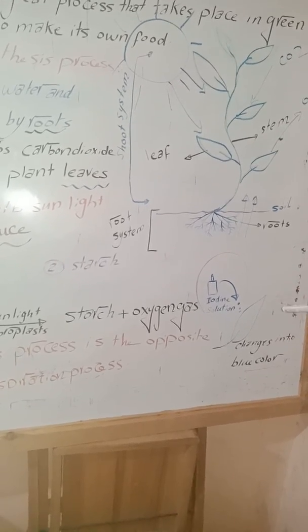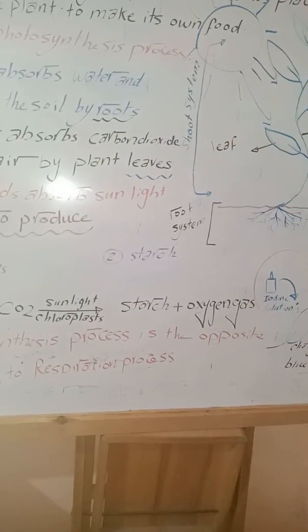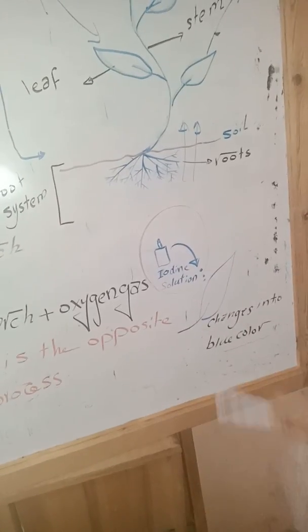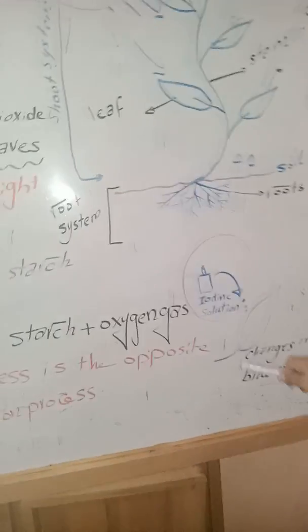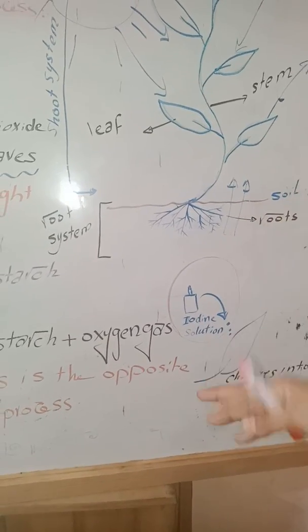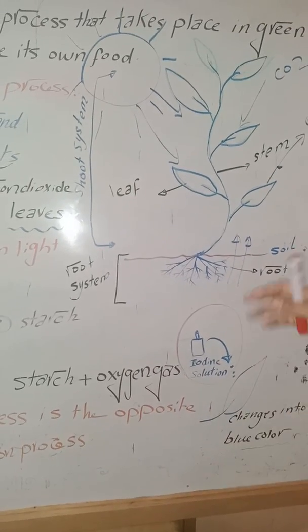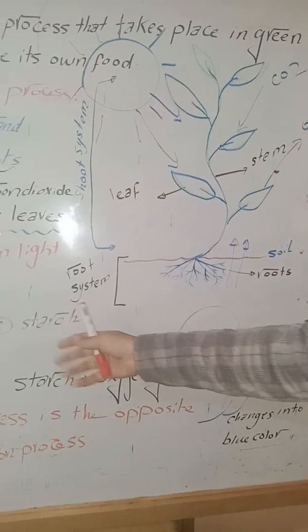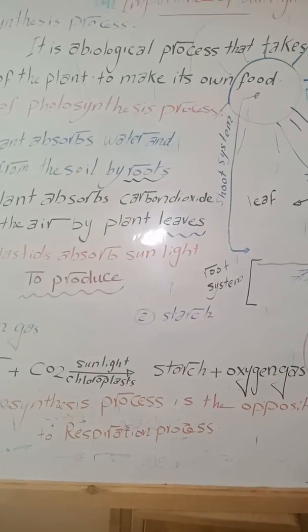How can I prove that the plant makes starch in the photosynthesis process? By using iodine solution. It changes the color of the green leaf into blue in the presence of starch, so we take it as evidence for the production of starch during photosynthesis.